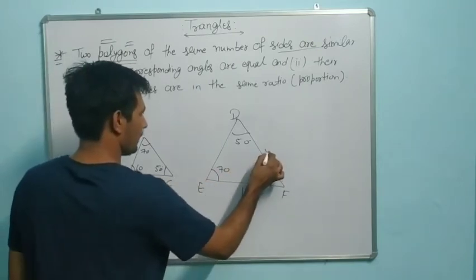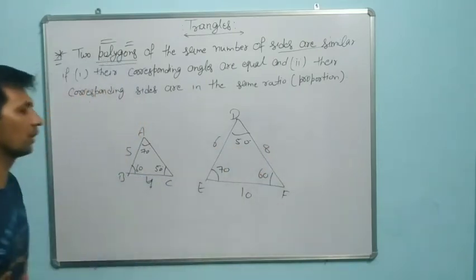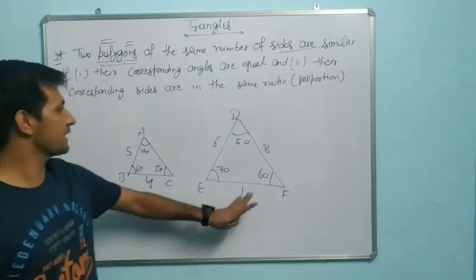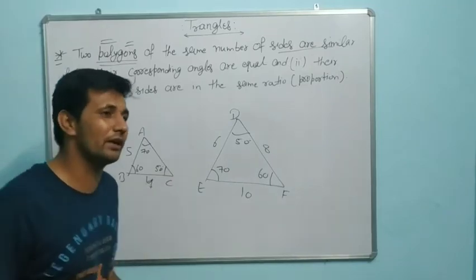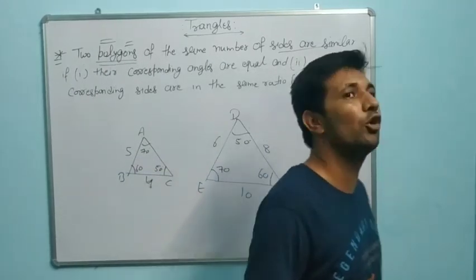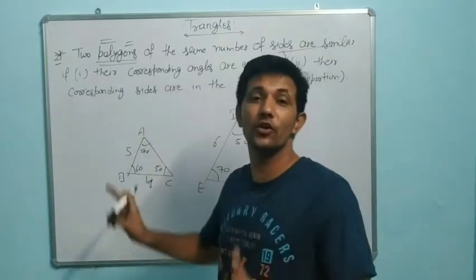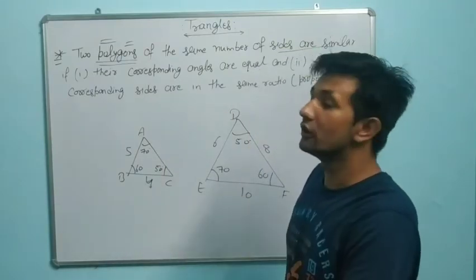4, 8 and it is 6. Look at this. Suppose it is 10, it is 8 and 6. So, are these two polygons similar or not? In what condition will you say that they are similar polygons? It is very important. You have to remember these two points.